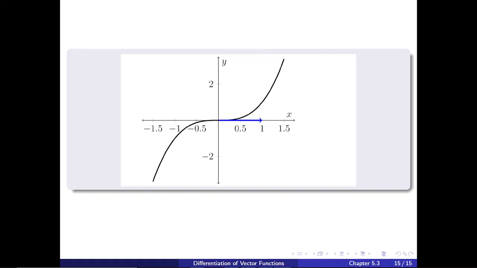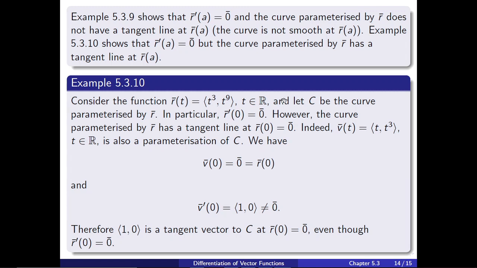So here, what we exploited was the fact that this curve c has two different parameterizations, and one of them gives us a non-zero derivative at 0. That tells us that the non-zero value that we get is a tangent vector to the curve c. Okay, all right. So that is all for 5.3.